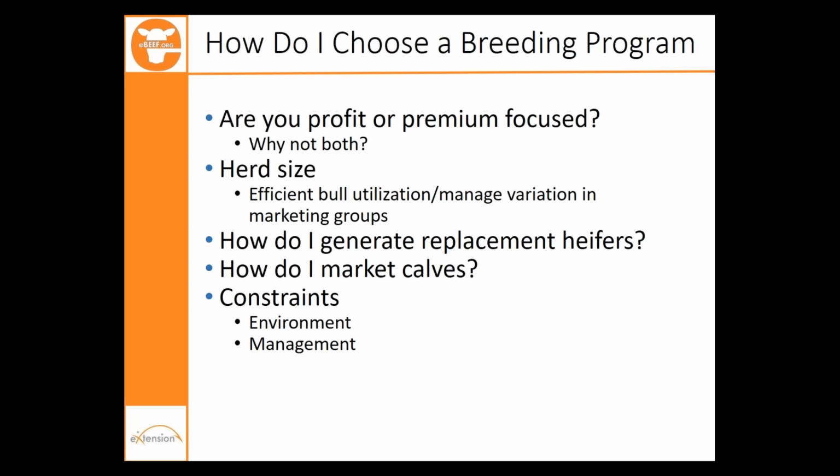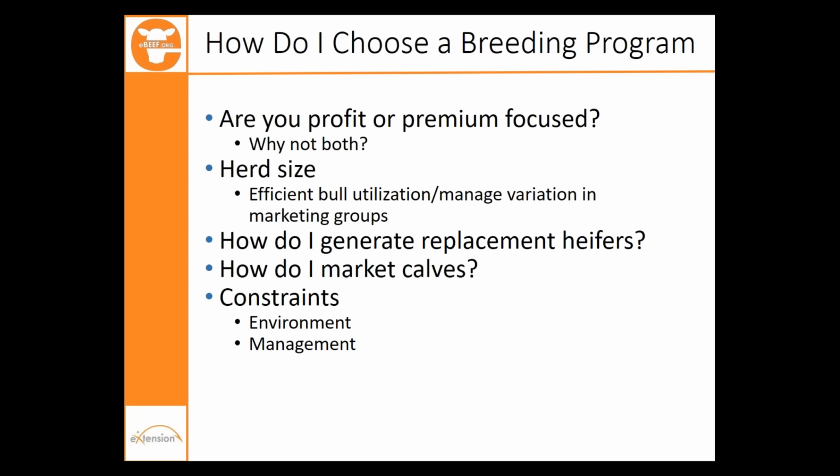But I think the key thing here is we don't necessarily have to choose one thing or the other. We can actually focus on both, and crossbreeding can help us do that when we focus on both additive and non-additive effects. The second consideration is, of course, herd size. Depending on how big your herd is, certain types of mating systems are going to be easier to implement than others.